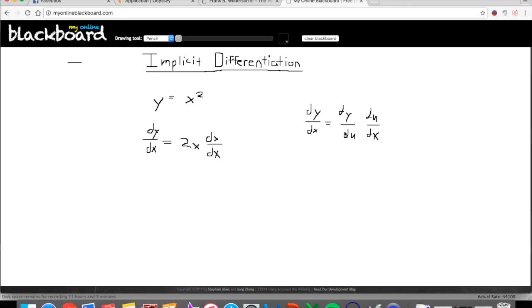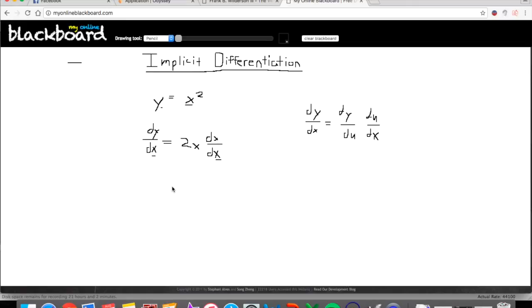Now the reason why this is relevant is because we have to take into account what we're finding the derivative with respect to. If we're finding the derivative of y with respect to x, then you have dy over dx. If you're finding the derivative of x with respect to x, you just take the derivative because the variable is already x.